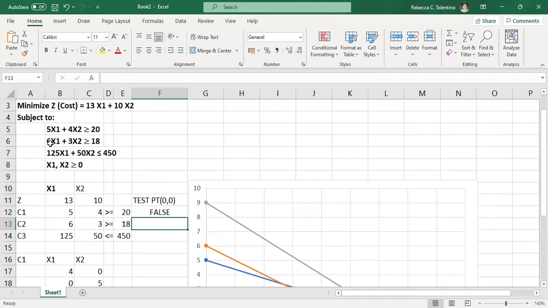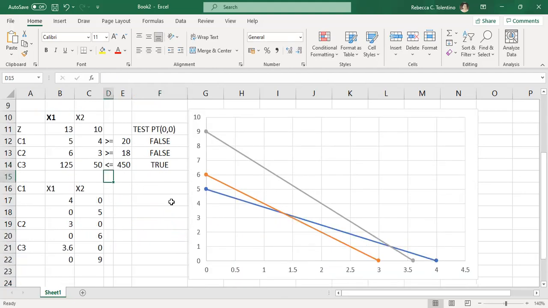Okay. What about sa second? 0 times 6 is 3 times 0. That's going to be 0. Is 0 greater than 18? False po. False ulit. So that means 0, 0 is not part of the graph. What about for the third constraint? Again, using the same point, 0 times 125 plus 50 times 0. So that's going to be 0. Is 0 less than 450? True po. So this time, dun sa third line, yung 0, 0 is part of the graph.